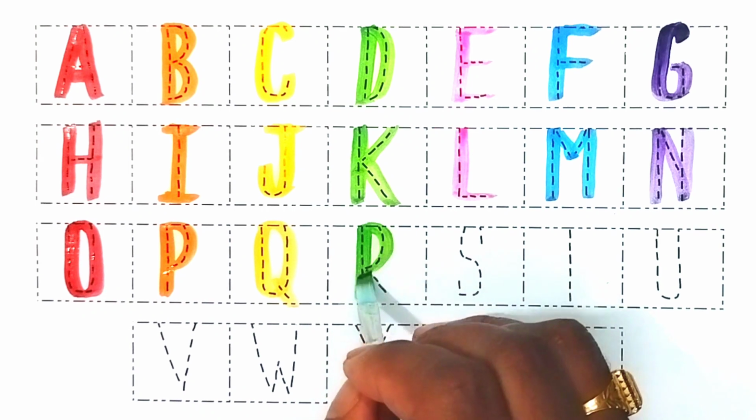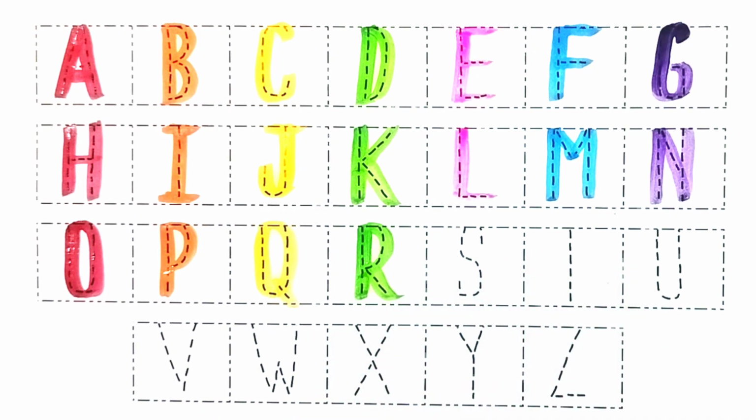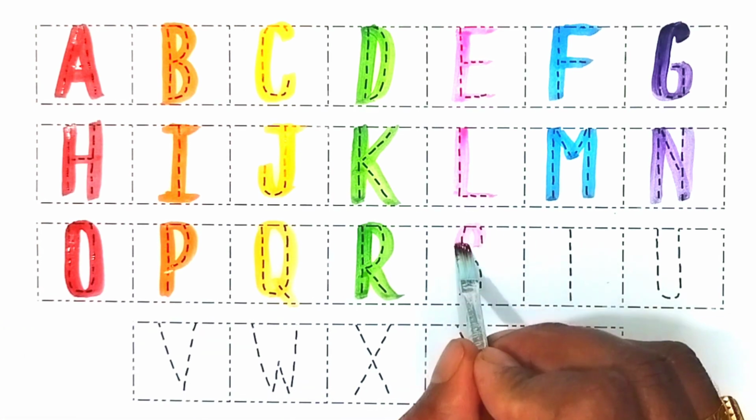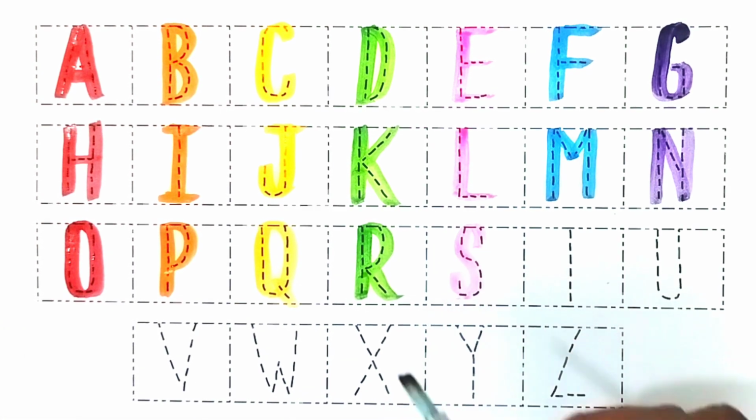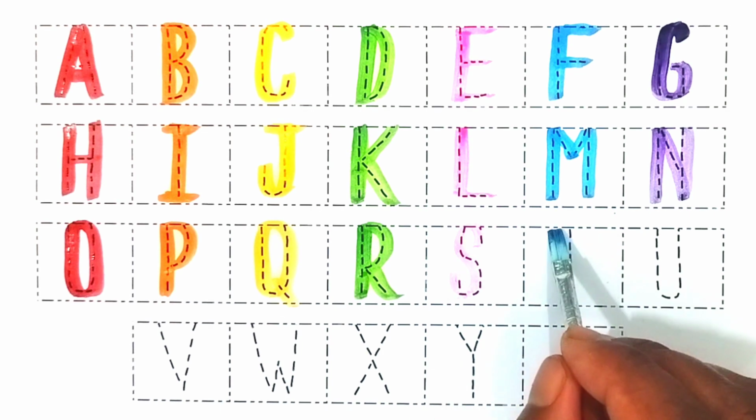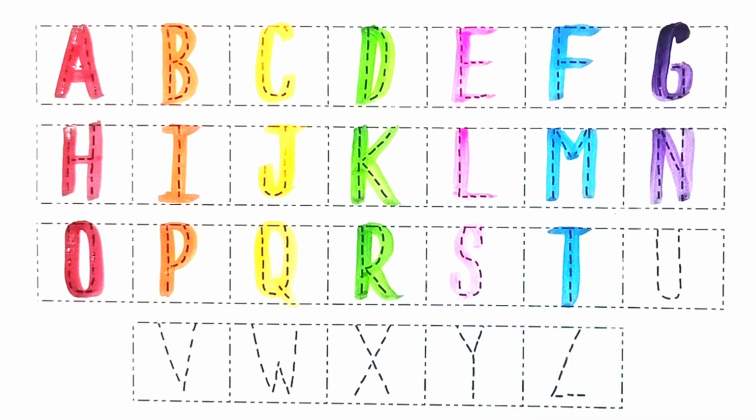R for roach. S for sunflower. T for tree. U for umbrella.